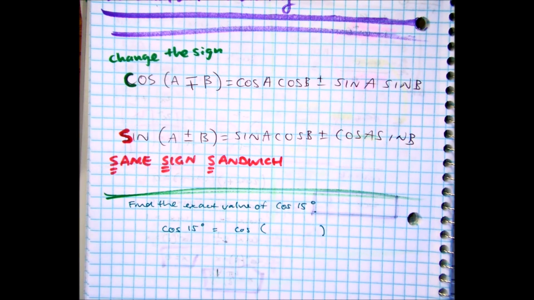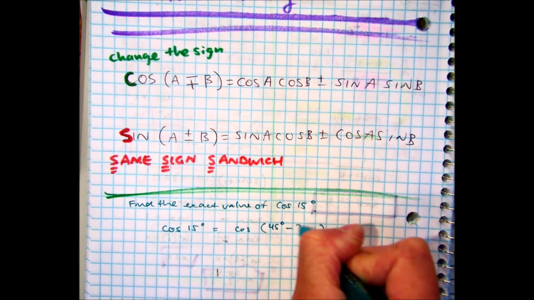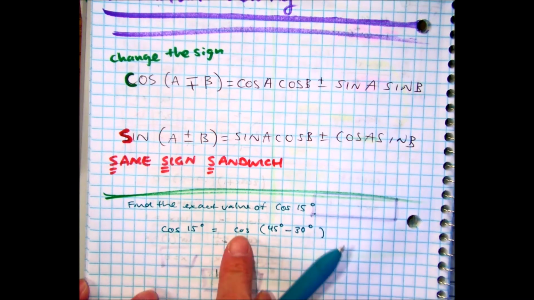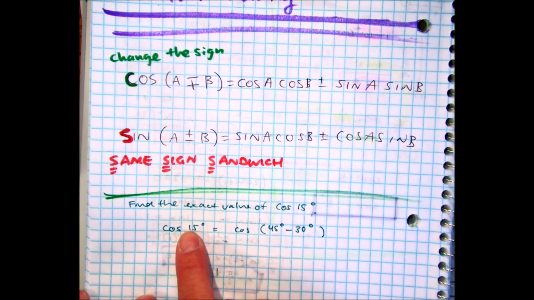You guys want to add or subtract two values? Subtract. Subtract which two values? 45 and 30. Let's do 45 minus 30 degrees. Here you should recognize that my angle 45 minus 30 gives me 15.